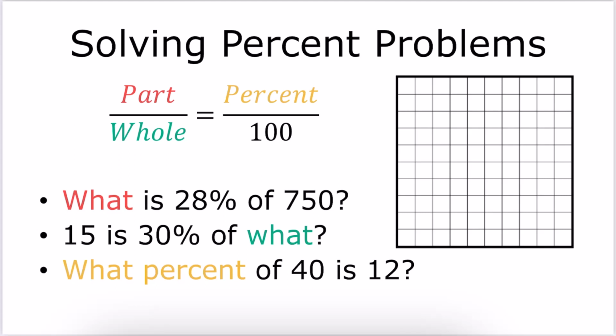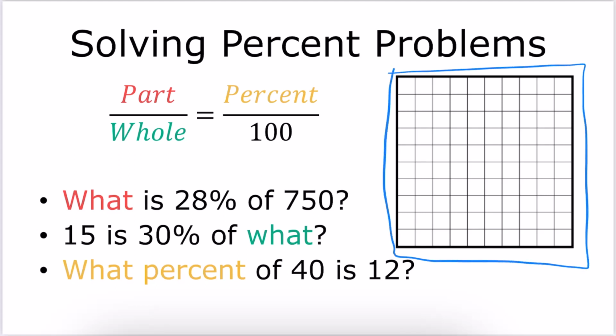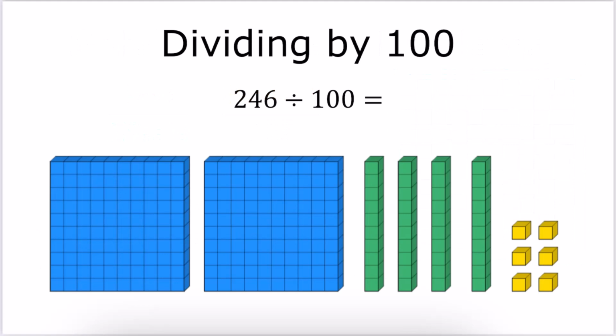And there are lots of different ways that you can solve percent problems. In this video, we're going to specifically be talking about how you can use a 100 grid, which is the two-dimensional model for percentages, to solve problems like this. Before we jump into some example problems, I want to cover a foundational concept that you should make sure your students understand before you start using 100 grids. And that concept is what happens when you divide by 100.